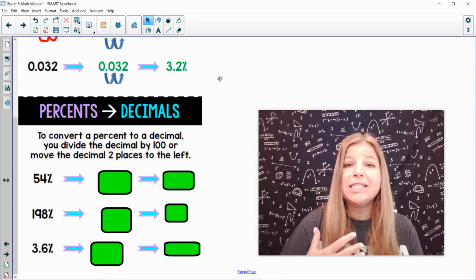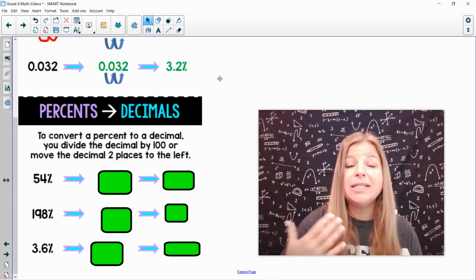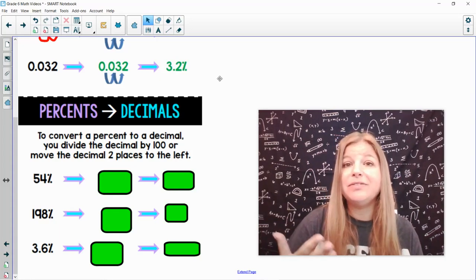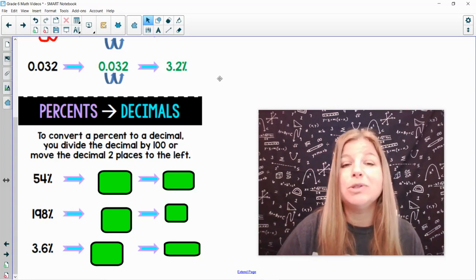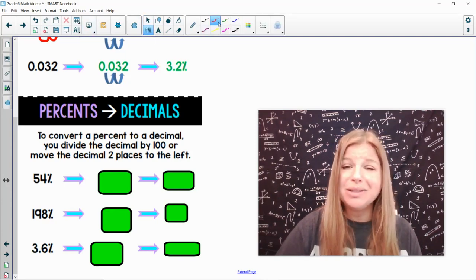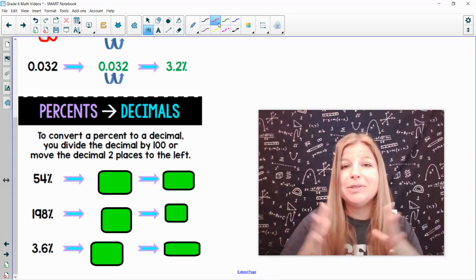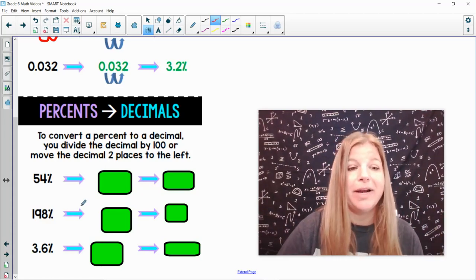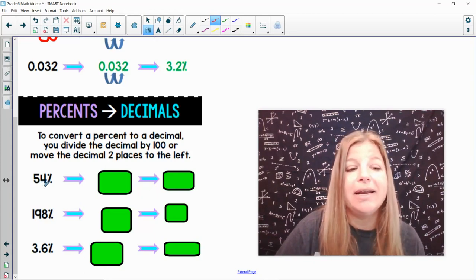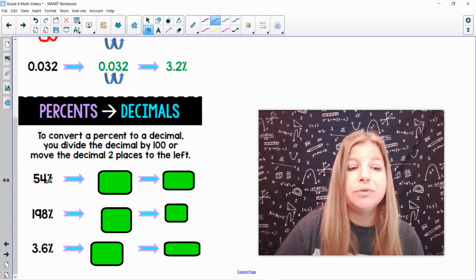Second part now, percents back to decimals. Instead of moving the decimal two spots to the right or multiplying by 100, to go from percents to decimals, we do the opposite. We divide by 100 or move the decimal two spots to the left. Very often here, we're going to get problems where we don't see a decimal in the problem at all. But we always have to remember the decimal is really at the end, all the way on the right. So when I say 54%, I know that's 54 point and then 0%. There's really a decimal there.